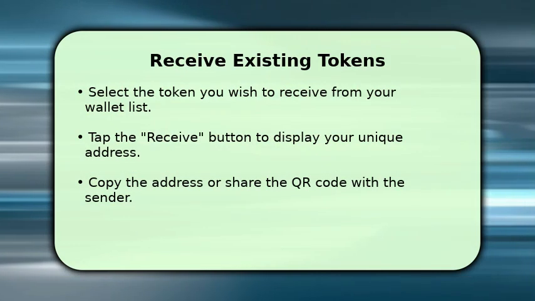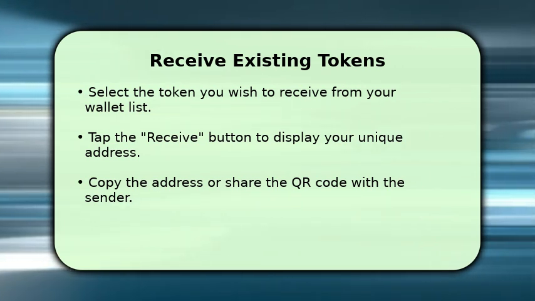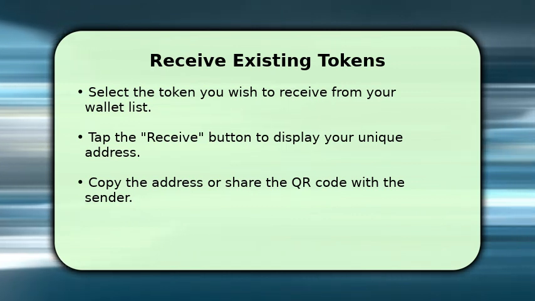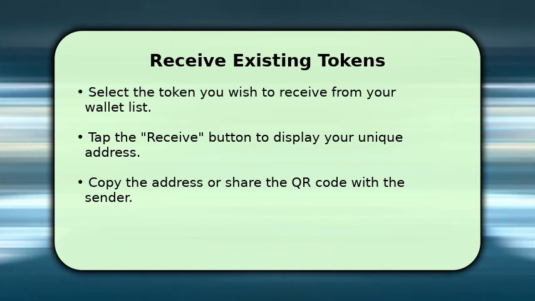To receive an existing token, simply select it from your main wallet list. Then, tap the Receive button. This will display your unique wallet address for that specific token, along with a QR code. You can copy this address and provide it to the sender, or they can scan the QR code. Always ensure the sender uses the correct network to avoid losing your funds.